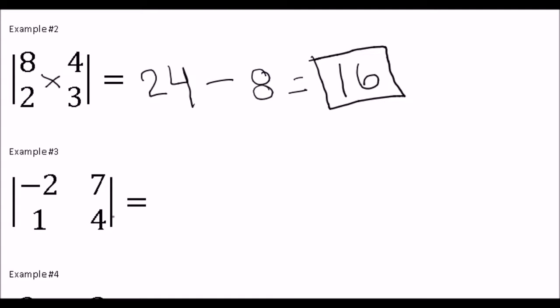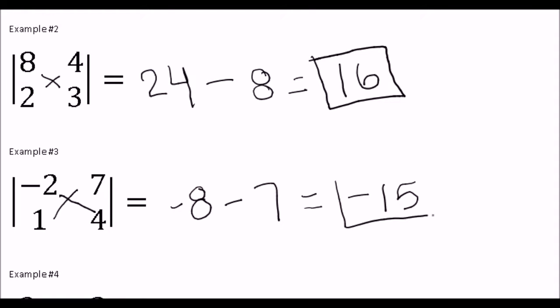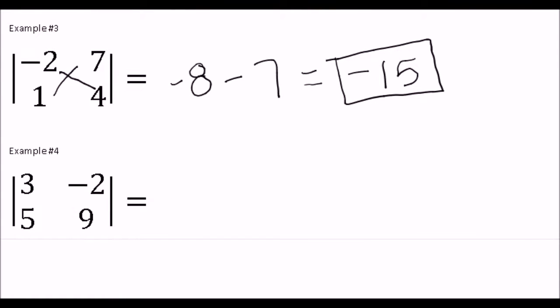Now, for more practice, I threw in a negative. In example number 3, you're going to see negative 2, 7, 1, and 4. We follow the same instructions. We do negative 2 times 4, and don't forget, it's always this diagonal. That gives us negative 8. Forever and ever, we subtract the product right here: 1 times 7 is 7. So negative 8 minus 7 is negative 15. Even if there's a negative in there, all we have to do is follow the instructions.